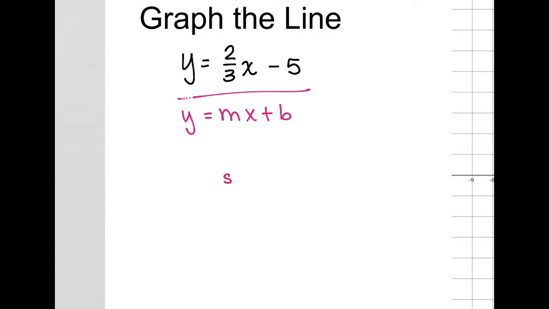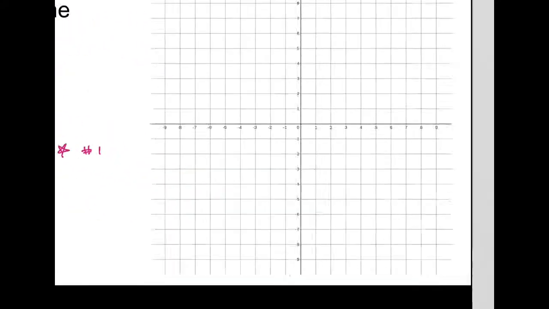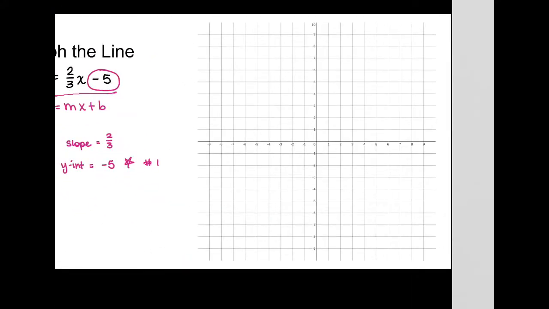So what's the slope? It's 2/3. What's the y-intercept? It's -5. So this is what you're going to plot first, obviously on the y-axis. So the y-axis is the vertical one, so I'm going to go down 5 and plot a point. Then I'm going to rise and run from there.